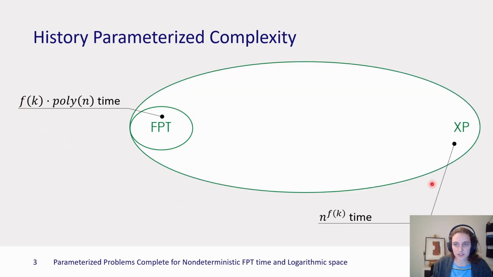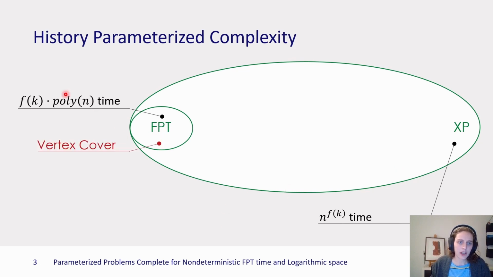There's also another class that's called XP, and in that class, everything can be solved in n to the power f of k time. So that still means that whenever k, the parameter, is a constant, this is actually polynomial. But as you can see, this is way worse than having the polynomial in n be independent of k. So this class XP lies around FPT. So everything that is in FPT is also in the class XP.